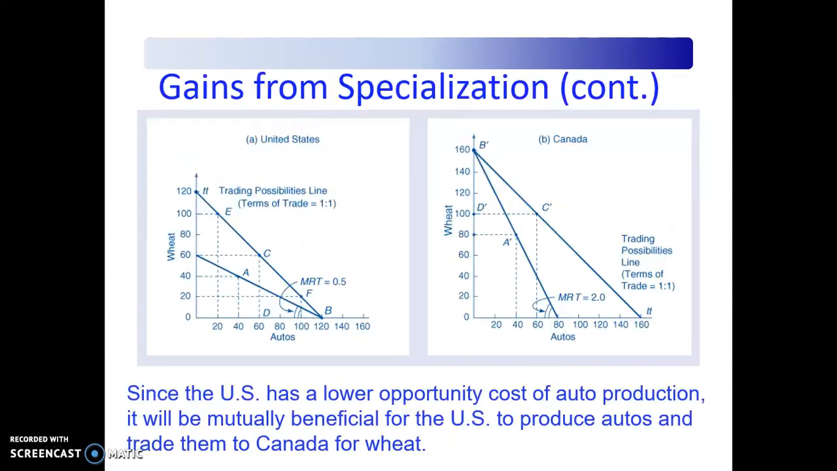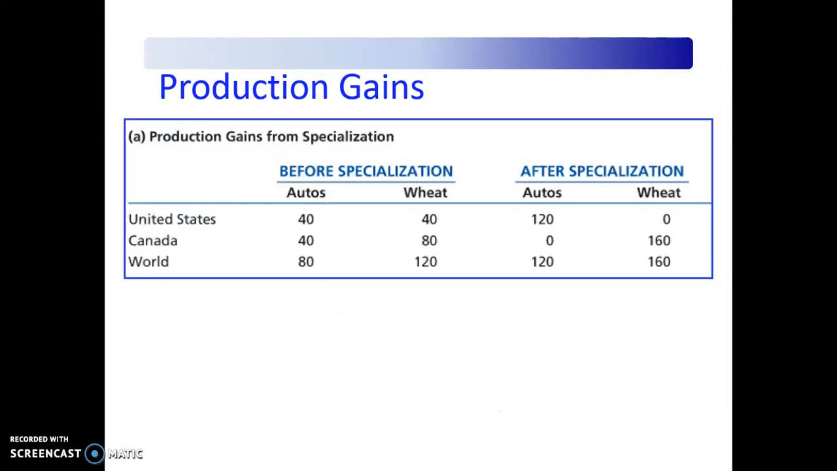So after we specialize, you can see by the line right here that if we both focus on what we're good at, the United States will be able to produce 120 units of autos and Canada will be able to produce 160 units of wheat. So the world production will go up just by sticking to what we're good at and trading, even if the United States is better producing at both.